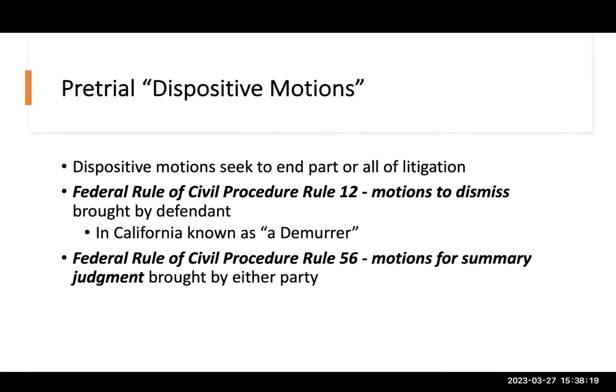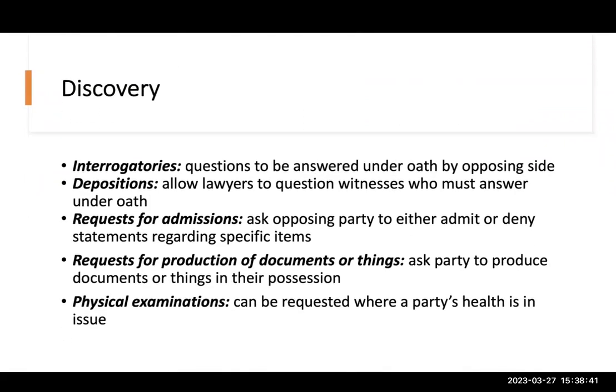The pretrial motions, again, as I discussed before, the demurrer in federal courts is known as a Rule 12(b)(6) motion. The motion for summary judgment has the same name under the federal rules, under Rule 56. The different types of discovery, again, are summarized in the slide in front of you.